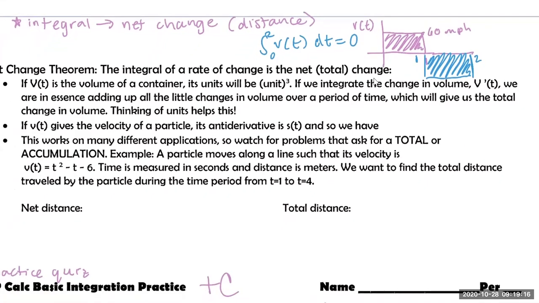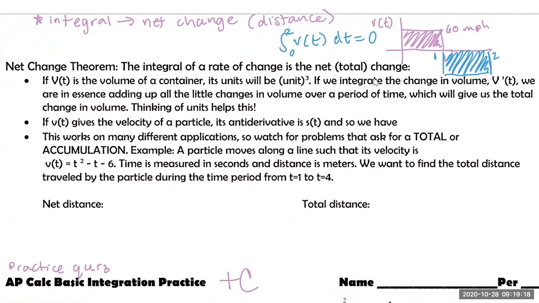And so there's this whole idea behind what's the difference between net distance and total distance, and how do we go about setting up our integrals for that? So over here, I'll just have you guys fill in. If v of t gives the velocity of a particle, its antiderivative is s of t, and so we have an accumulation of distance traveled.